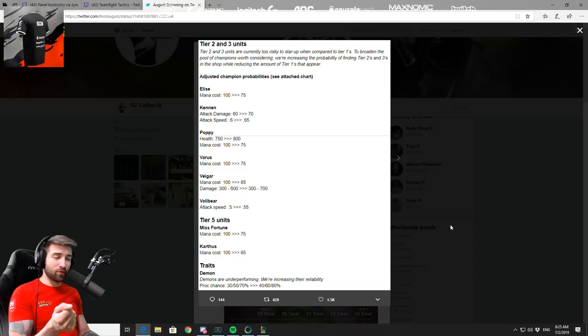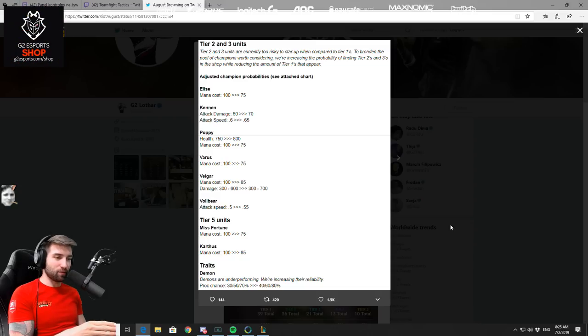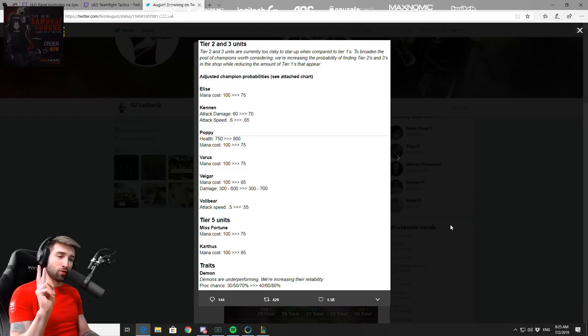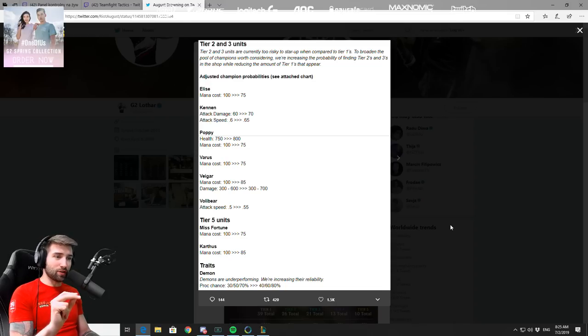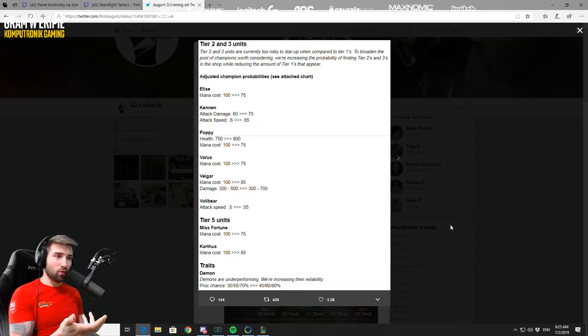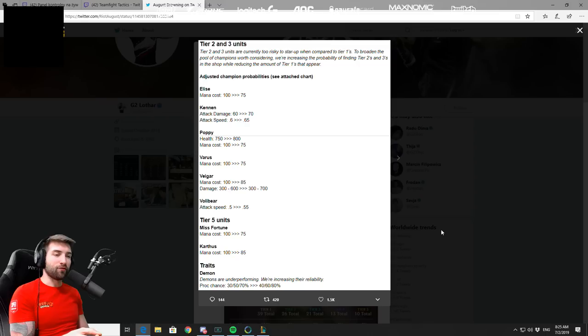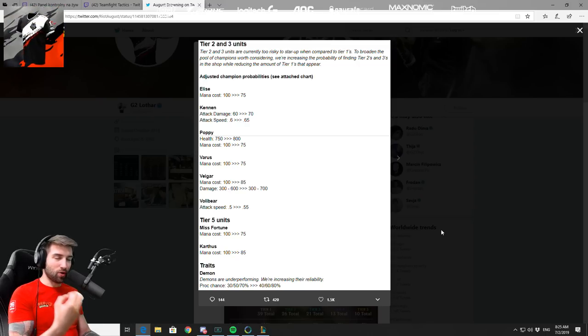The proc chance from demons in the pre-patch was 30, 50, and 70%. Now it's going to be 40, 60, and 80%, which is 10% more in every single stage. So even when you have only two demons on board, there's a 40% chance that each of their auto attacks will burn the entire mana of an opponent and deal true damage. So in my opinion, at least, I think demons weren't underperforming. I think demons were underrated and were one of the kind of creatures that worked very well if used correctly.